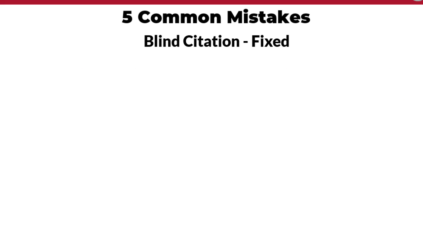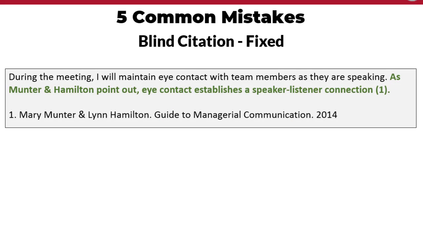To correct a blind citation, simply clarify what information from the source it is that you're using. You can do this with a paraphrase of the source. During the meeting, I will maintain eye contact with team members as they are speaking. As Munter and Hamilton point out, eye contact establishes a speaker-listener connection.